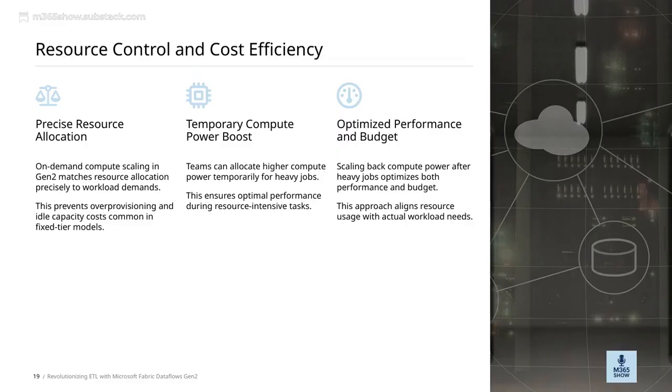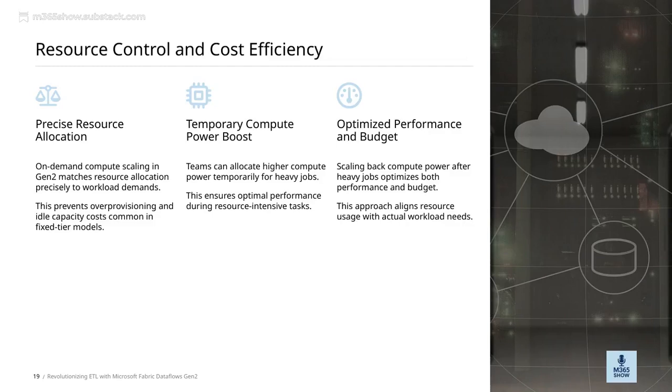One key concept here is optimized performance combined with budget awareness. For example, teams can temporarily allocate higher compute power for intensive tasks. This ensures that during resource-heavy jobs, performance remains smooth and efficient. Another important point is on-demand compute scaling.